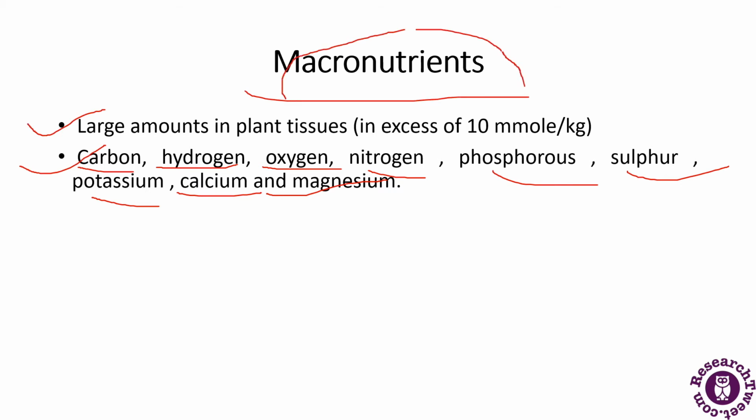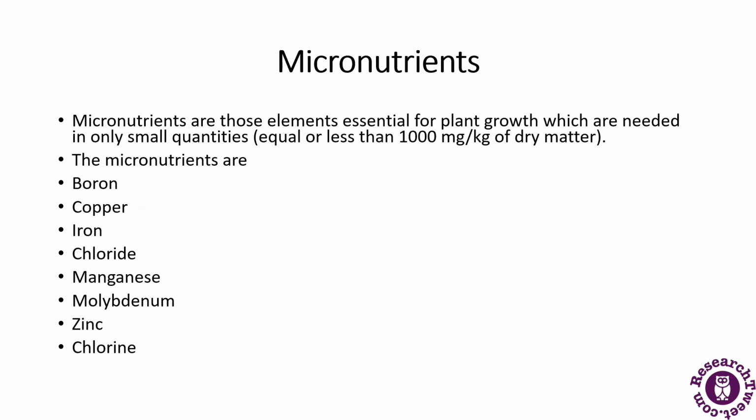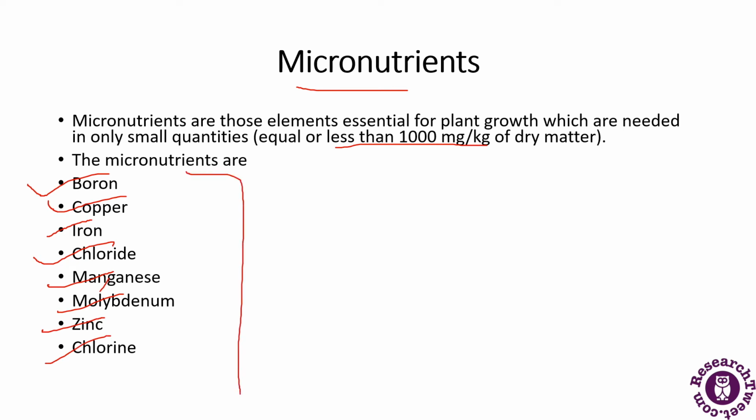Now the next is micronutrients. As the name suggests, micro means that they are present in very small quantity, that is equal to or less than 1000 mg per kg of the dry matter. And these micronutrients are boron, copper, iron, chloride, manganese, molybdenum, zinc and chlorine. So these are all the micronutrients that are essential for plant growth.